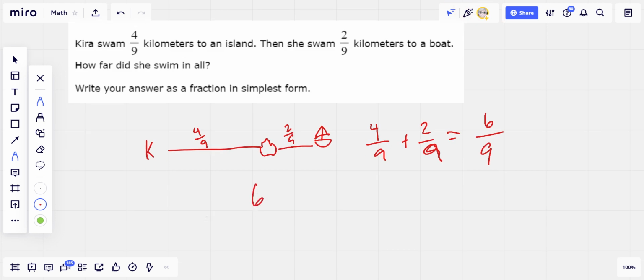So 6/9. Is there something we can divide both the top and the bottom by? And what jumps out to me is 3. I know 6 is divisible by 3 and 9 is divisible by 3. So we're going to do that. 6 divided by 3 is 2. 9 divided by 3 is 3. And this is the simplest form. I know that because both 2 and 3 are prime numbers, so there's nothing else you can divide out of them. So that is a little bit of work with word problems that involve fractions.